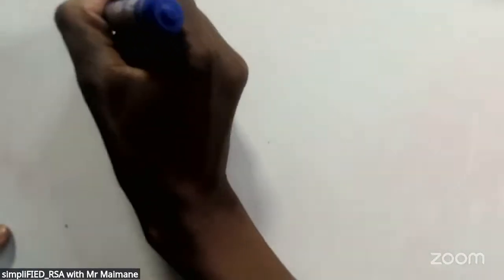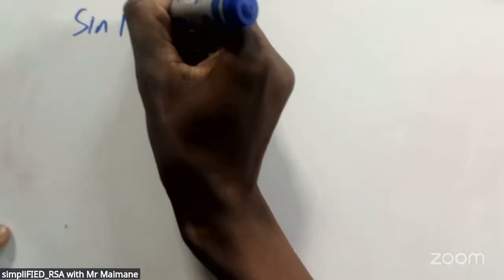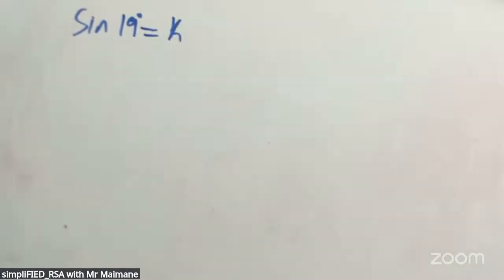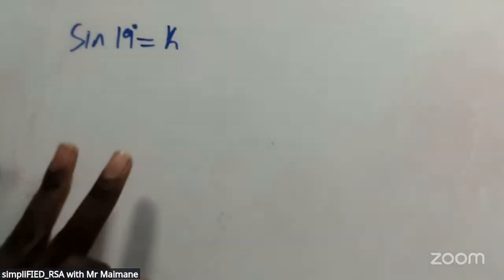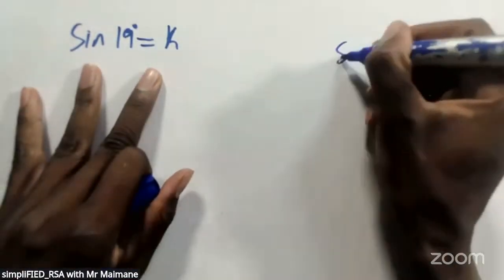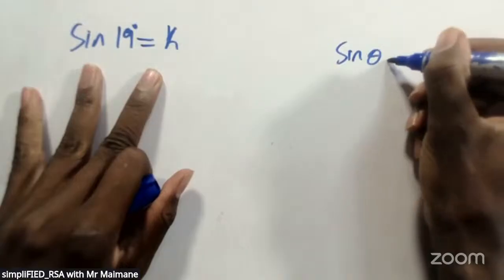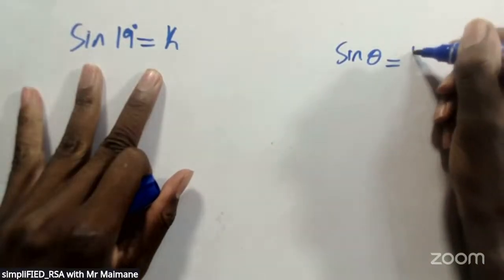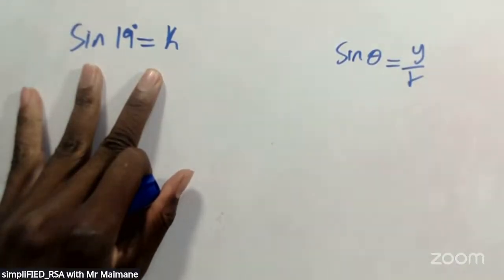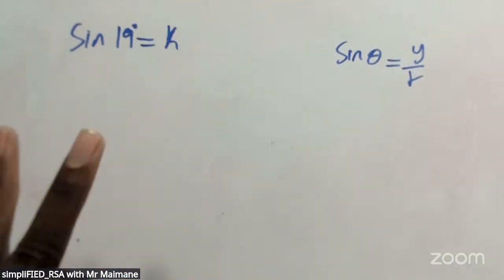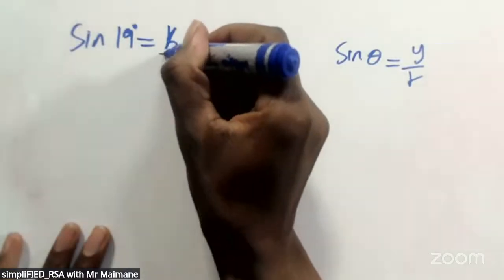So you have sine 19 degrees equals k. What you know is sine theta equals y over r, opposite over hypotenuse. And any number is over 1.